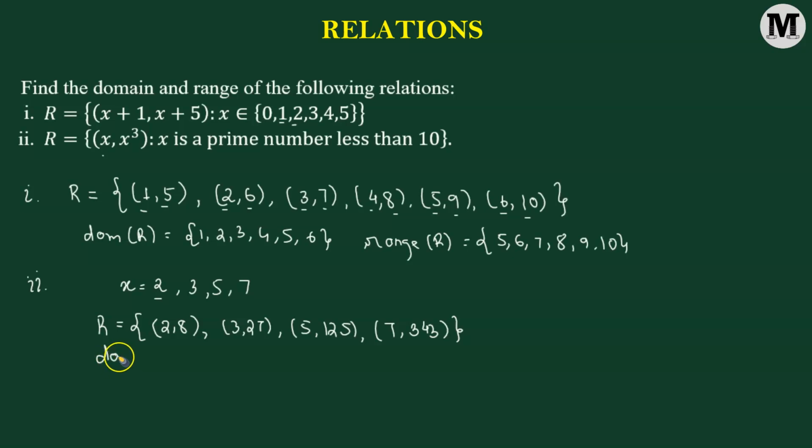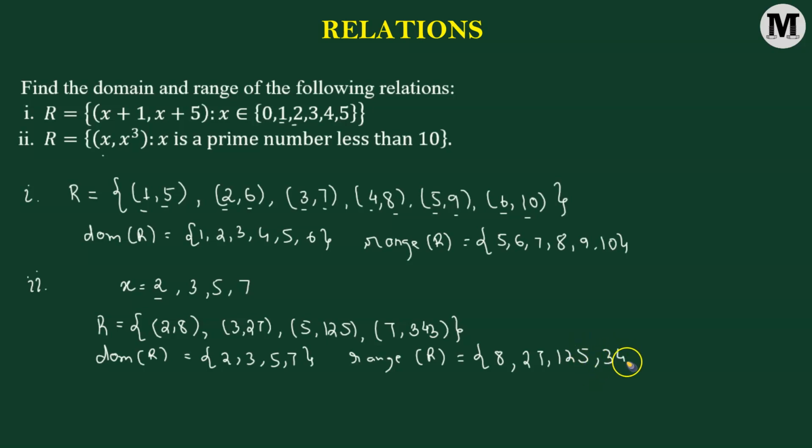Now we can define the domain. The domain of R is going to be the first element in each of the ordered pairs. So we have 2, 3, 5 and 7. And we have the range of the relation R, that's going to be the second element in each of the ordered pairs. So those are 8, 27, then we have 125 and then 343.